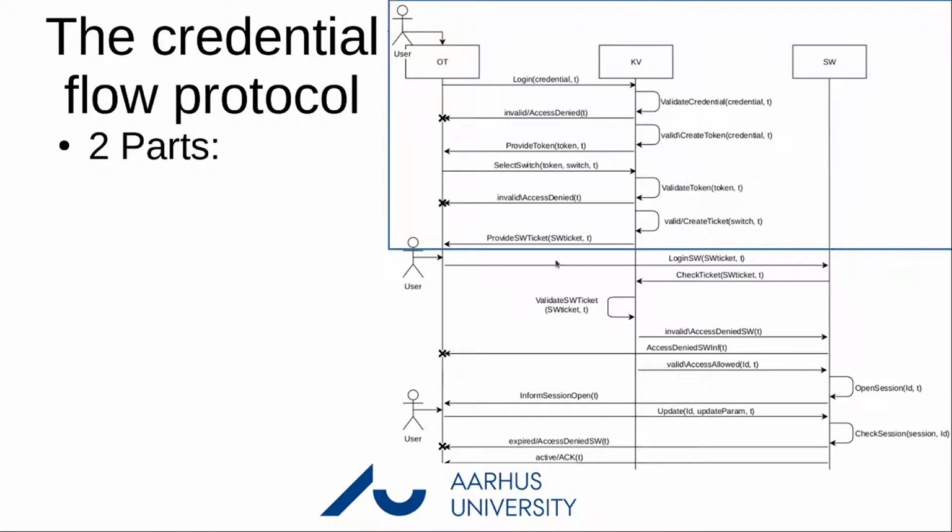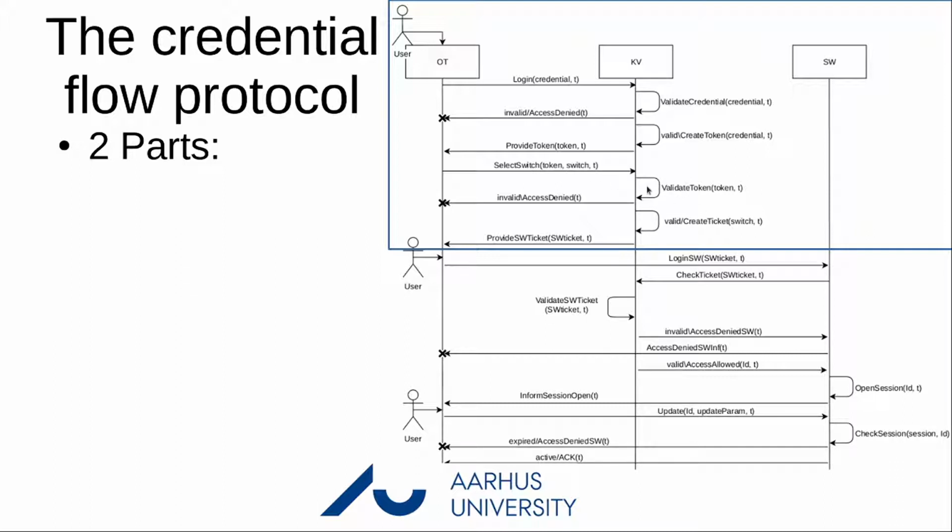Initially, this is the top part where the user logs in towards the operating terminal. So what happens? The user submits credentials to the key vault. The key vault can then validate this credential and decide, okay, if this is not valid, the access is denied, and we stop there. If this is indeed valid, then the key vault will create an access token and provide this to the user, where the user, as he logged in, already selected the switch, so this is provided with the token as well.